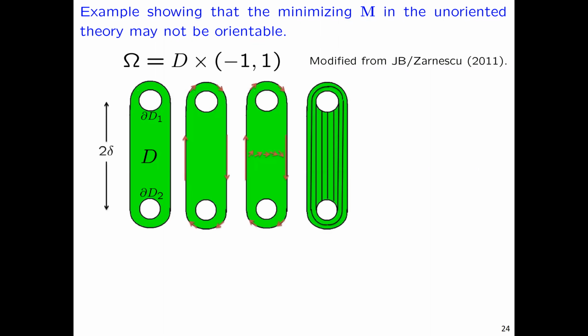So here's the example. Omega is going to be this green two-dimensional region, which is kind of a stadium with two holes removed, crossed with the interval -1 to 1. So that -1 to 1 goes into the screen. The distance between the holes we'll call 2 delta. So we see we've got various surfaces of this domain. There are the flat surfaces in front and at the back.